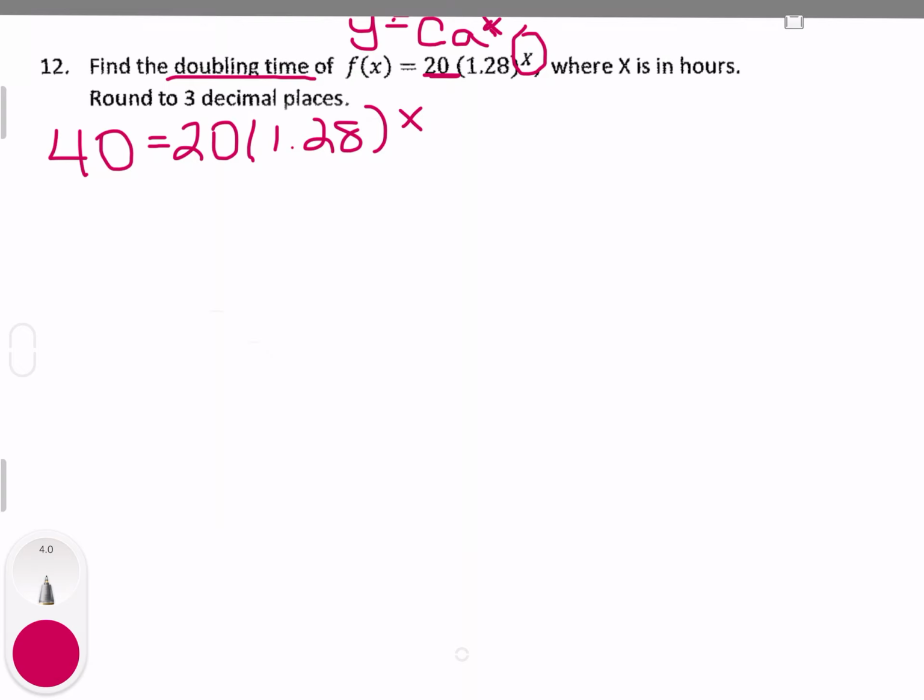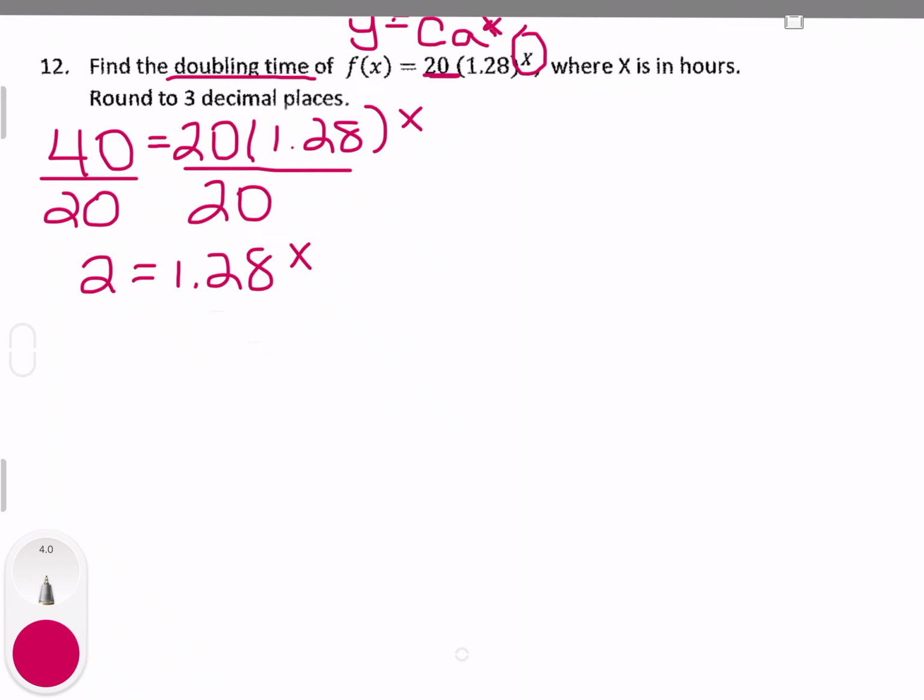It's going to be 40, because that's twice the amount of 20, is equal to 20 times 1.28 raised to the x. And now we just solve for x the way that we normally do. Because 20 and 1.28 to the x are being multiplied, we are going to divide both sides by 20 and get 2 is equal to 1.28 raised to the x.